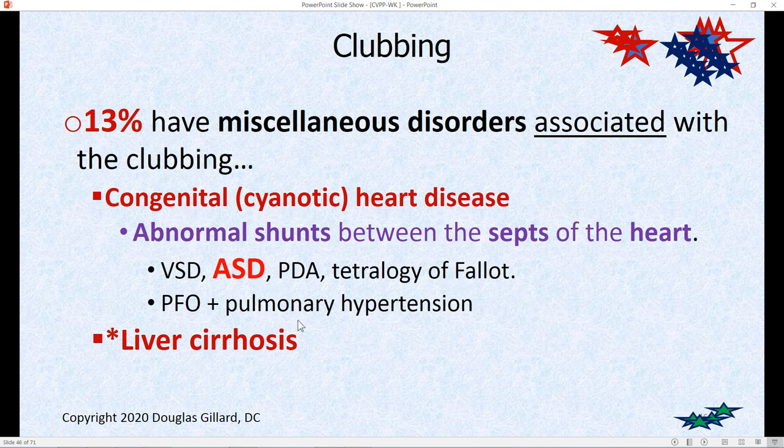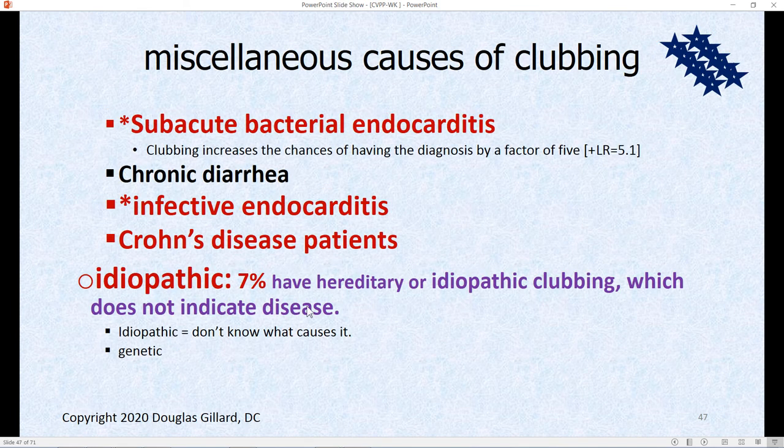So some of the other causes, definitely the PFO with patient with pulmonary hypertension, an advanced case of ASD or VSD, atrial septal defect, ventricular septal defect, and tetralogy of Fallot, patent ductus arteriosus. In other words, these are all the cyanotic heart diseases because they all cause this Eisenmenger syndrome, and they ultimately result in a pathological right-to-left shunting of blood. Liver cirrhosis can do it. Chronic diarrhea, infective endocarditis, which is often caused from bacterial endocarditis.